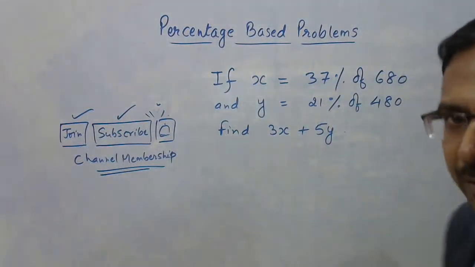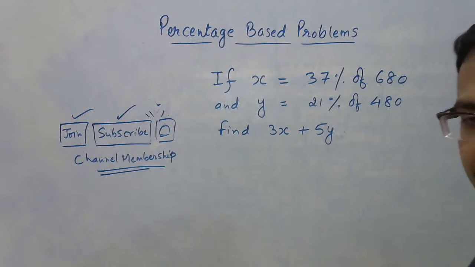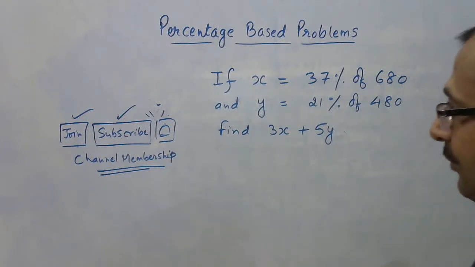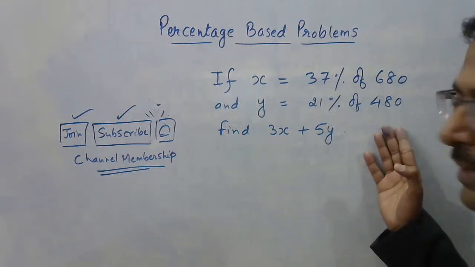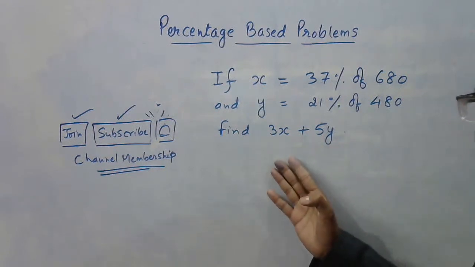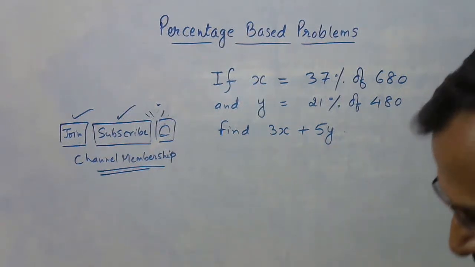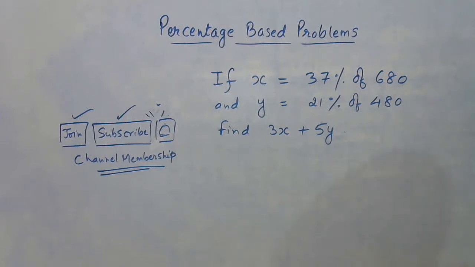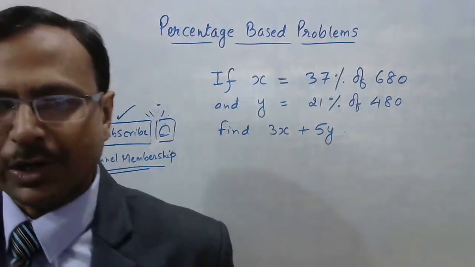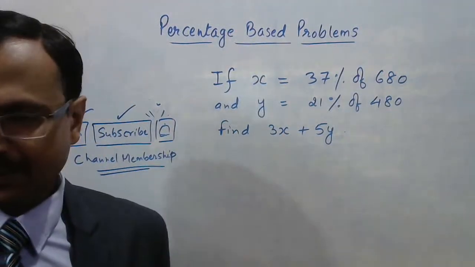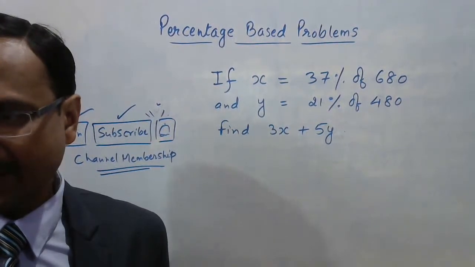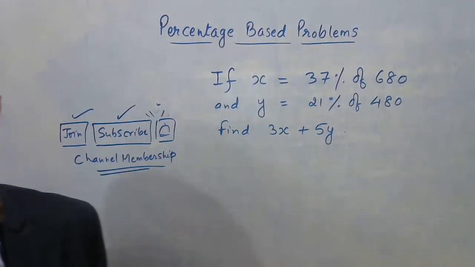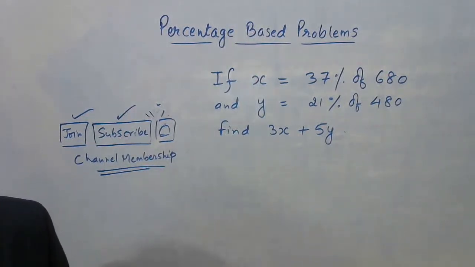So the value of x is given as 37% of 680. The value of y is 21% of 480. You need to tell me the value of 3x plus 5y. So get on with this one and tell me the value of 3x plus 5y here. Waiting for some answers to come in. The question is not easy, friends. Be careful not to commit silly errors here. Everybody should get this one correct. No copy pasting, no use of calculators, please.